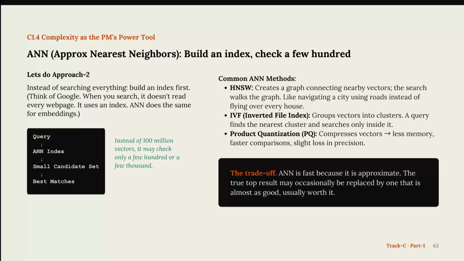Then we have an inverted file index, where it groups the vectors into clusters. A query will find the nearest cluster and search only inside it. Then there is product quantization, where it compresses vectors. This means it will use less memory and make faster comparisons, but there is a loss in precision. The trade-off is that ANN is fast, but it is approximate. It might not get you the best results that you are seeking.